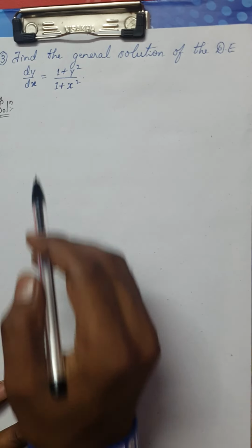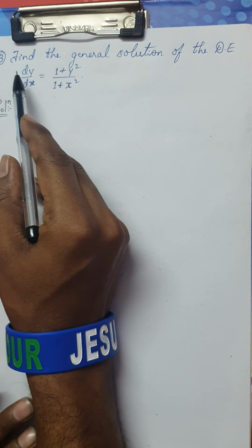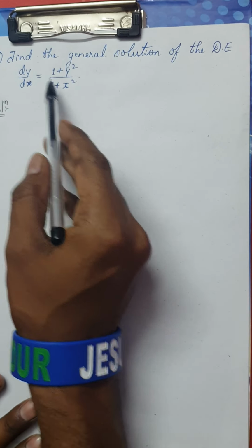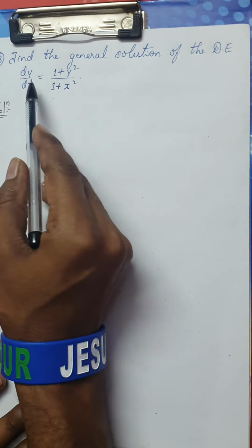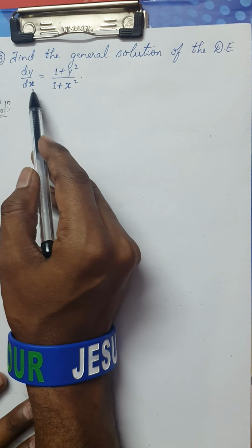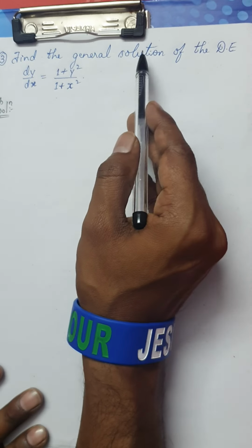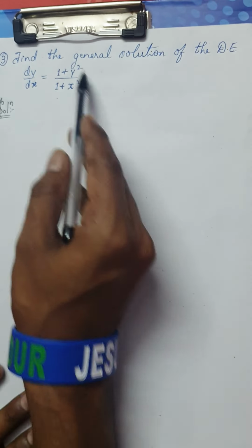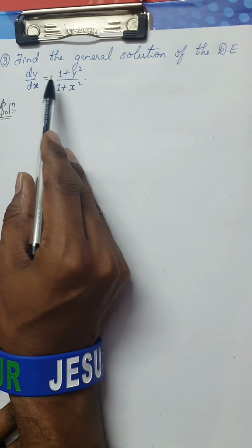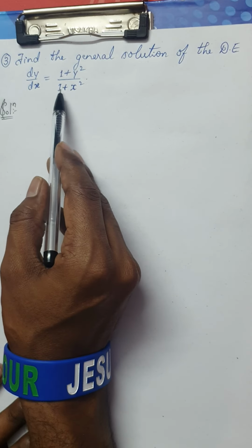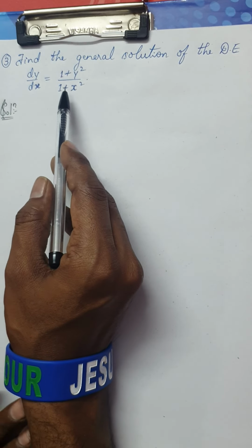So the third question we have, the same question can be read either as solve, or you may say find the general solution of the differential equation dy by dx is equal to 1 plus y square into 1 plus x square. If they say general solution or solve, we usually do it the same way, looking at the question. If you look at it, it's very clear this question follows the variable separable form.